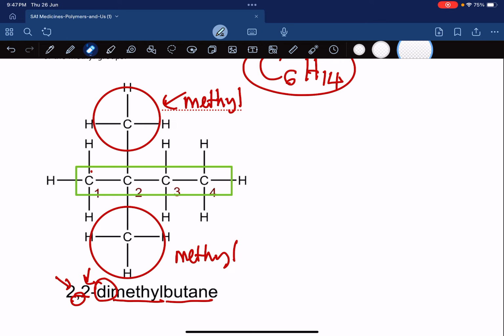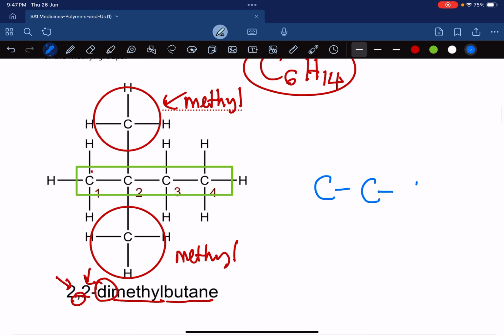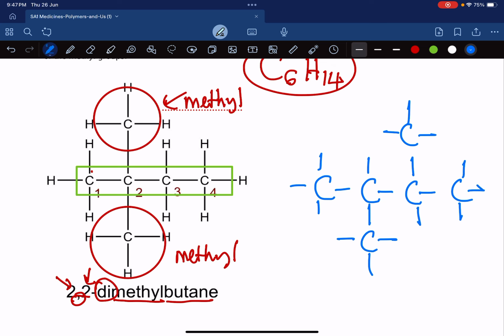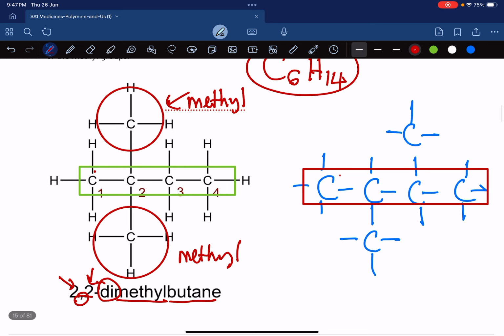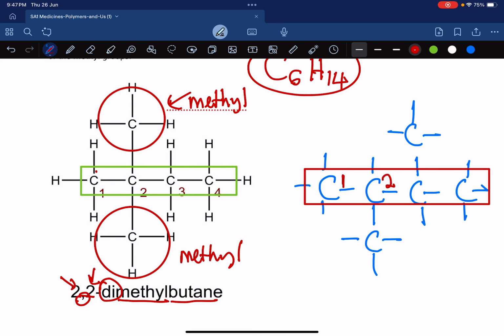Having said that, maybe we can also draw something else, right? So let's say we have a carbon, a carbon, a carbon, a carbon. So maybe we have a methyl over here, and then we have another methyl over here. Okay, so let's look at the longest chain again. The longest chain for me is this. I'm going to call this carbon number 1, carbon number 2, carbon number 3, carbon number 4. Somebody else might say, sir, this is carbon number 1, this is carbon number 2, this is carbon number 3, carbon number 4. Okay, I think either way it's fine.